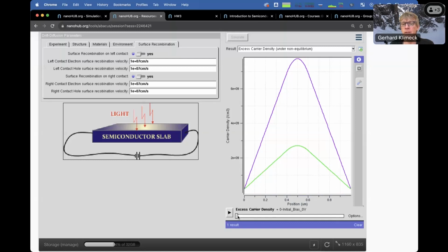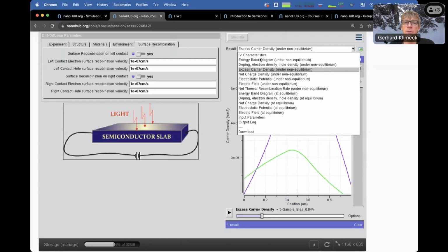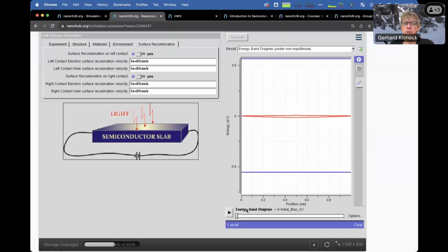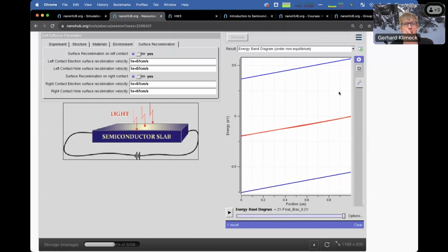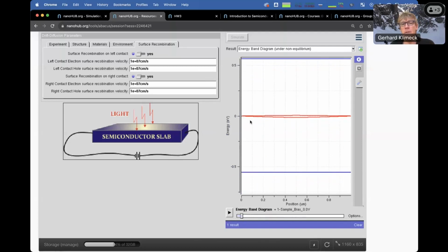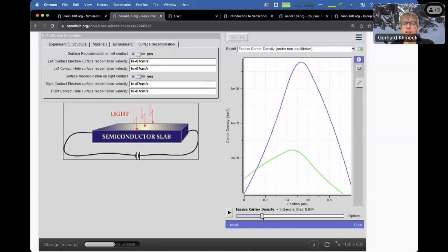All right, but now look at this. I'm going to apply a voltage. And well, maybe I can show what does the voltage mean. So here's a band edge diagram. So I'm applying a voltage in this direction. So I would expect that electrons mostly flow to the left and holes will flow to the right. All right, so let's look at the excess carrier densities.